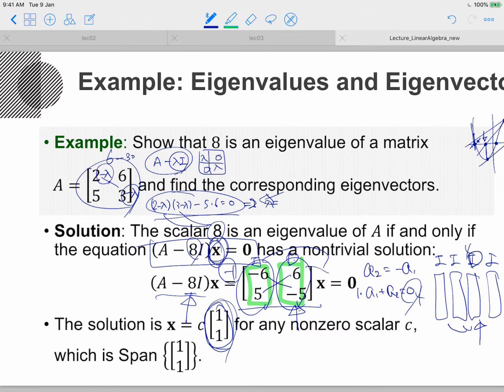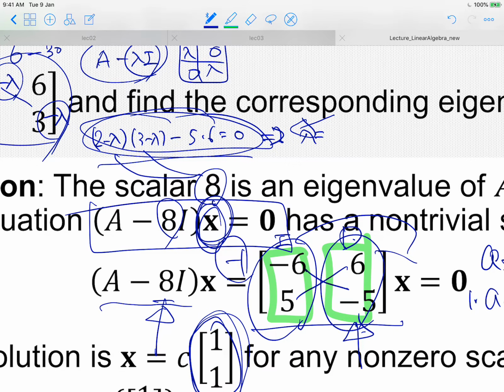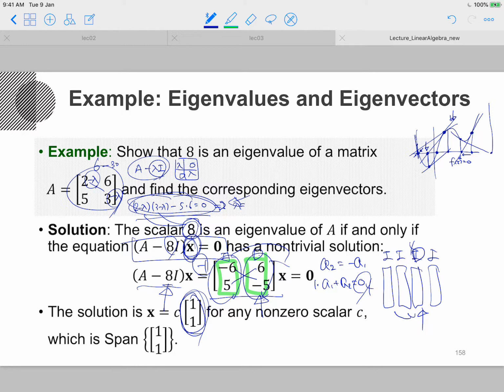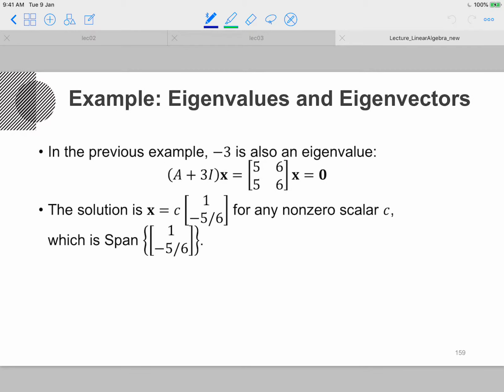In this case, this is a second order equation, so we should have another root or another solution. One of them is 8, and if you apply the analytic formula for the second order polynomial, we can easily see that another solution is -3. We also plug this into this representation, set it as 0, and find the corresponding vector x, and that will be another eigenvector that corresponds to this eigenvalue, right?